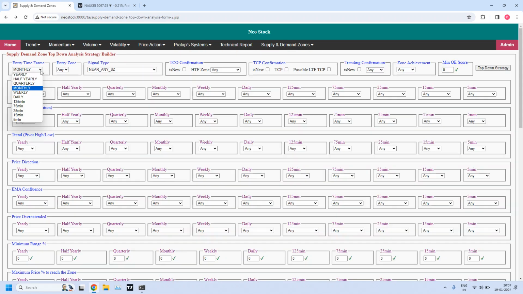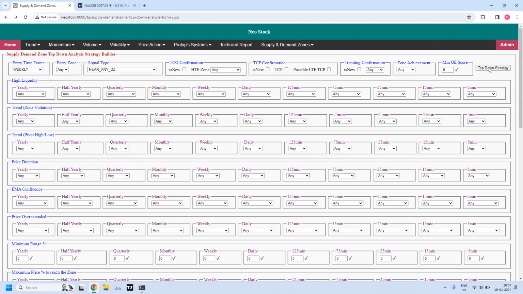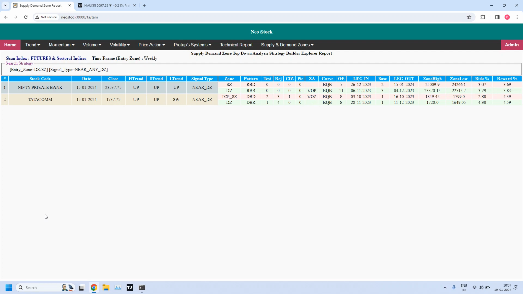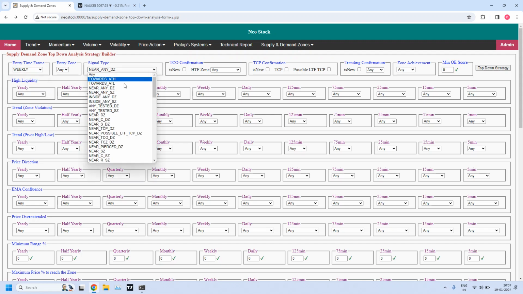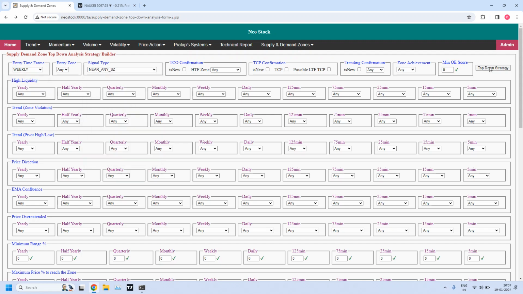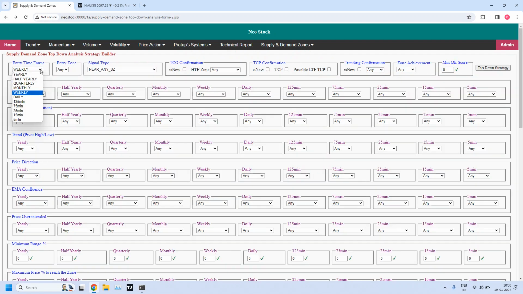Let's go back. Let us change the time frame to weekly. Let us find the stocks near weekly demand zone. So two stocks are filtered. Let's go back. Weekly time frame. Let us find the stocks near weekly supply zone. 8 stocks are filtered. So let's go back. Entry time frame, let us change the time frame to daily. Entry time frame is daily.